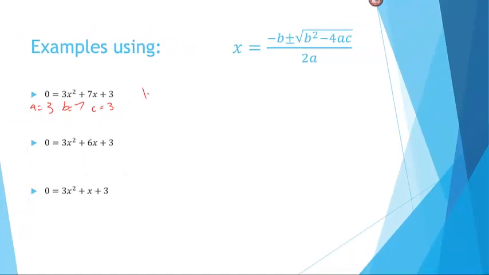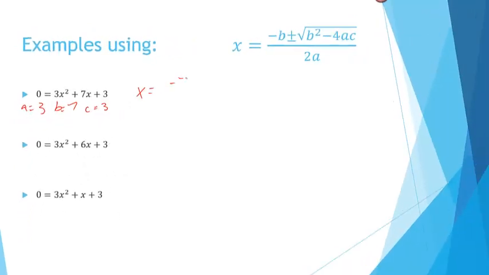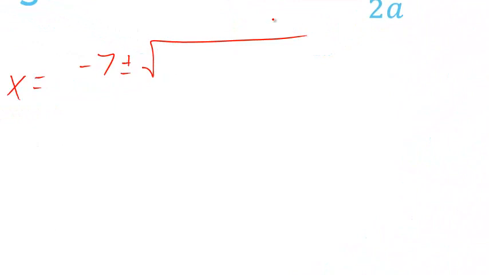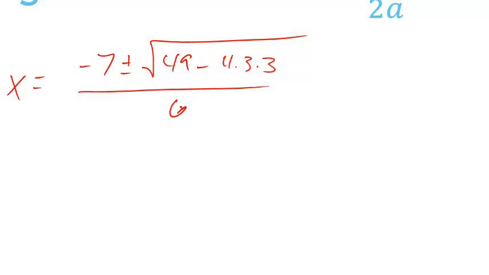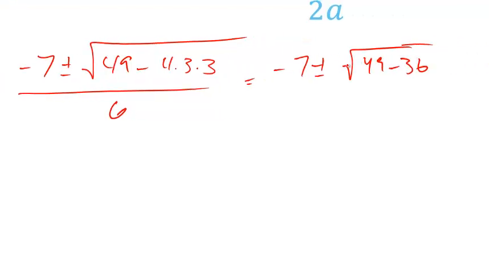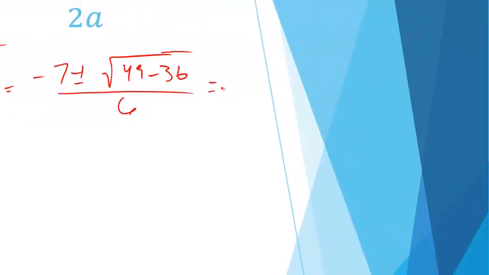So let's do it. So x equals negative b, which is negative 7, plus or minus the square root of b squared, which is 49, minus 4 times 3, all over 2 times a, which is 2 times 3, all over 6. So that's going to give us negative 7 plus or minus the square root of 49 minus 36, all over 6. 49 minus 36 is 13, so negative 7 plus or minus the square root of 13 over 6.